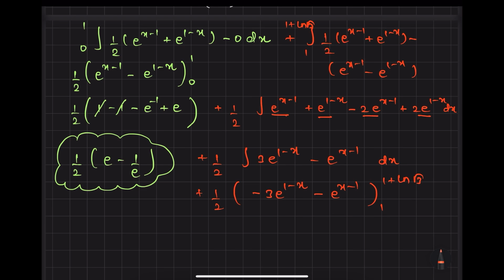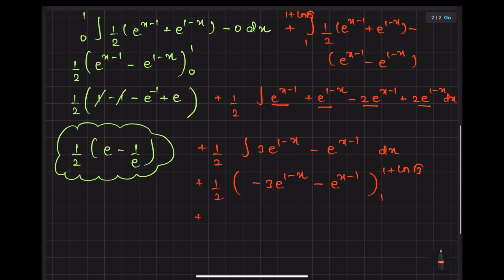Now substitute the values. 1 by 2, substitute upper limit, so it is minus 3 e power 1 minus 1 minus ln root 3 minus e power 1 plus ln root 3 minus 1. Now if I substitute the lower limit, both things will become plus. So plus 1, e power 0 is 1, so it is 3 plus 1. Correct?